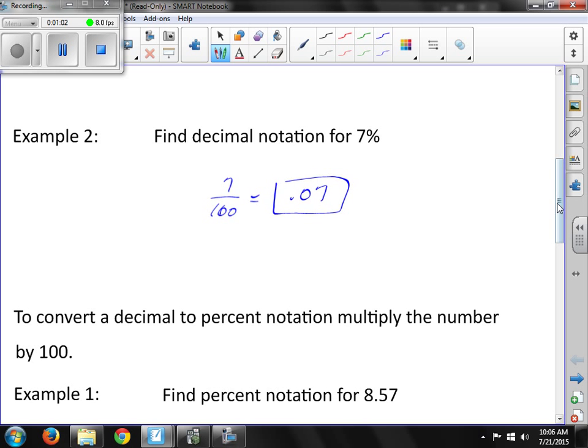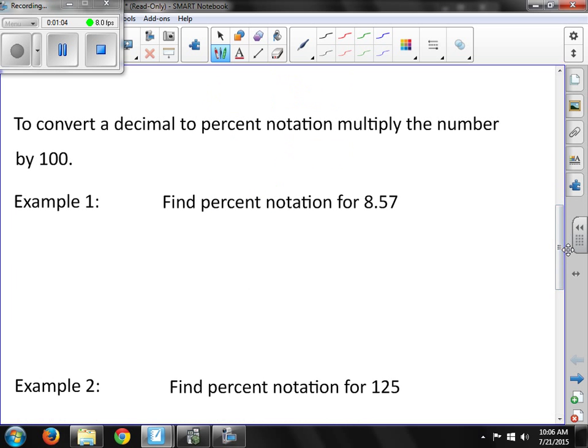Now, if we want to go the other way around and convert a decimal into percent, we're going to multiply by 100. So if we have the decimal 8.57 and we want it to become a percent, we're going to multiply by 100. Multiplication by 100 moves the decimal 2 times to the right, so we'll have 857%.